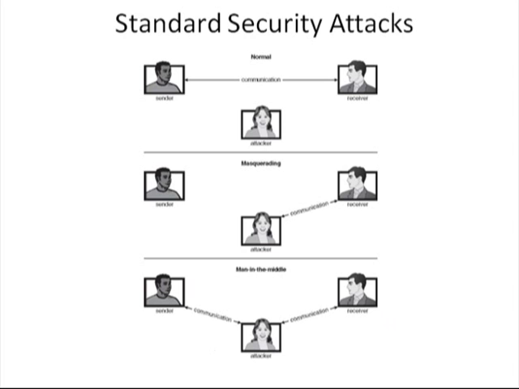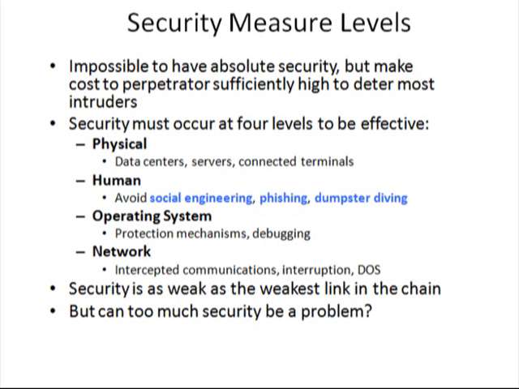In this way, the attacker will get much more access to the sender as well as the receiver. So as there are security attacks, there are various security measure levels also. It is absolutely impossible to maintain complete security, but it is possible to make the cost to the perpetrator sufficiently high to deter most of the intruders.